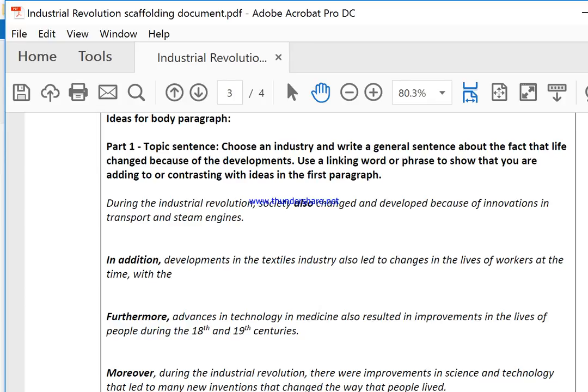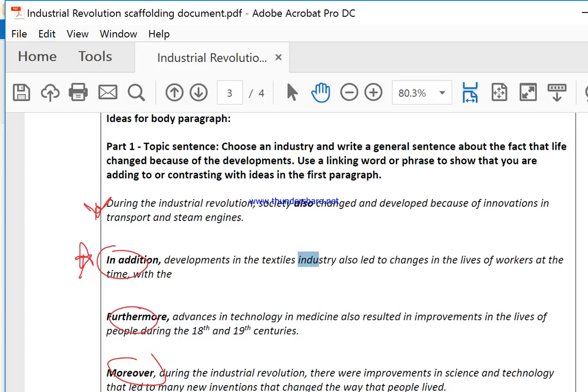The first one is: During the Industrial Revolution, society also changed and developed because of innovations in transport and in particular the steam engine. And there are 3 other samples. Notice that I have used linking words like in addition, furthermore, and moreover. These words help to connect your ideas together in your body paragraphs, and they make it flow more nicely. So see if you can add some of these into your essay when you redraft.